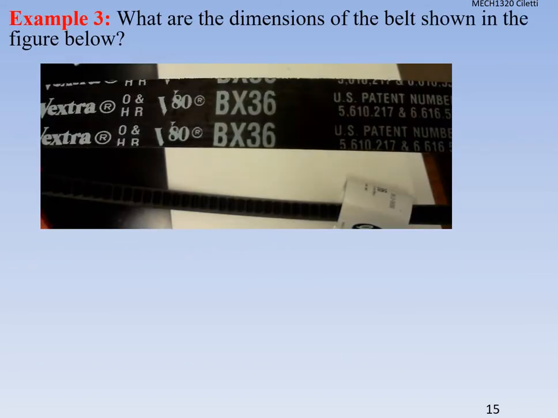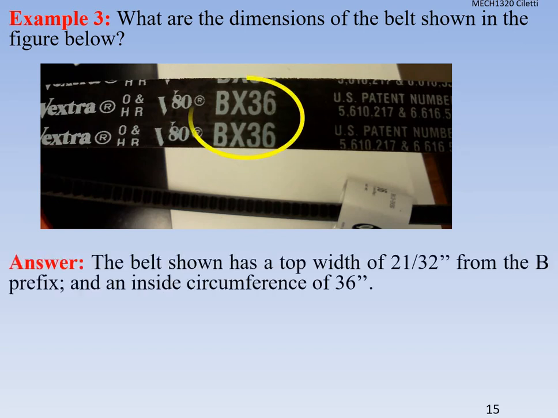Okay, so if we take a look at this one, what are the dimensions of the figure below? All right, it's BX36. Remember, the X means something important. The belt has a top width, since it's a B, of 21/32 of an inch, and an inside circumference of 36.